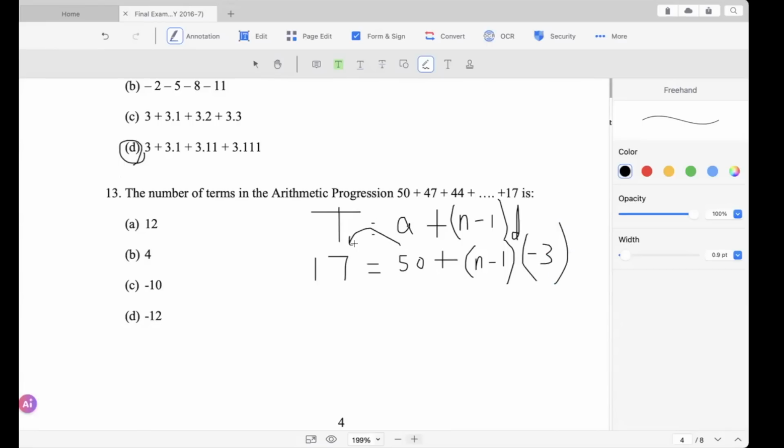Now I'm going to carry the 50 over. So I have 17, take away 50. And I'm going to say minus 3 times n, that's minus 3n. And minus 3 times minus 1, that's plus 3. 17 minus 50, so let's just simplify that. 17 minus 50, so that's minus 33. I did not write the 3 here, so this should be a 3. So I have minus 33 equal minus 3n plus 3.